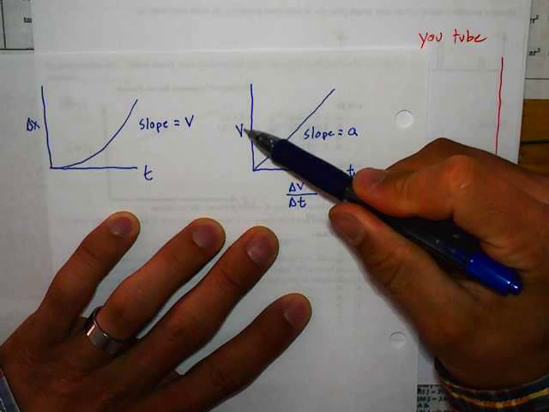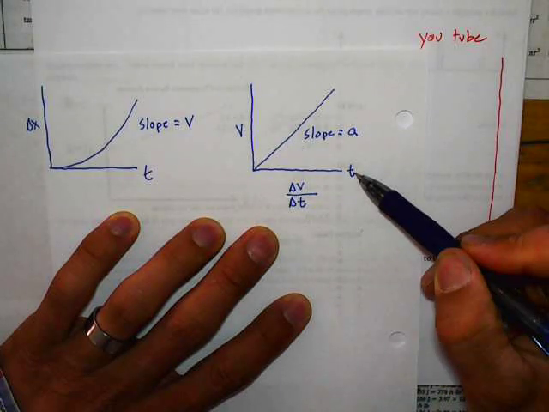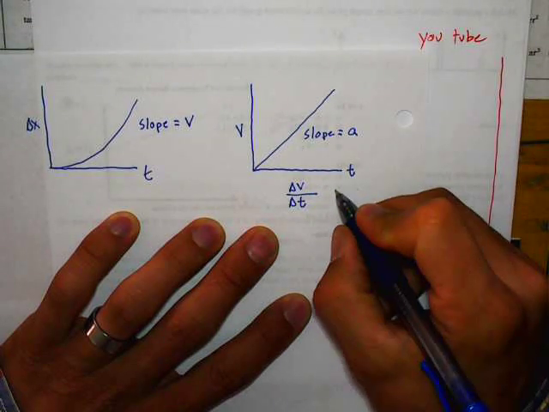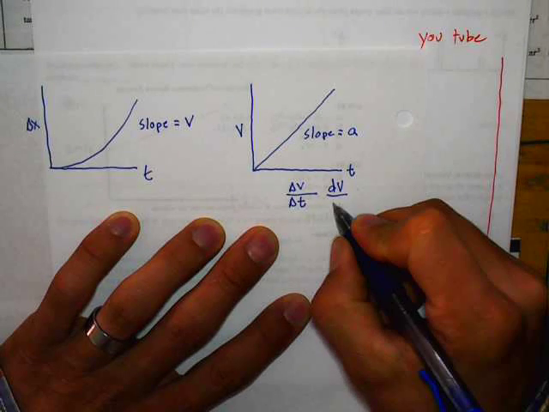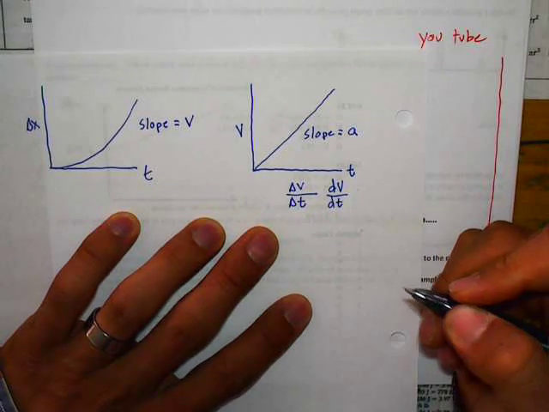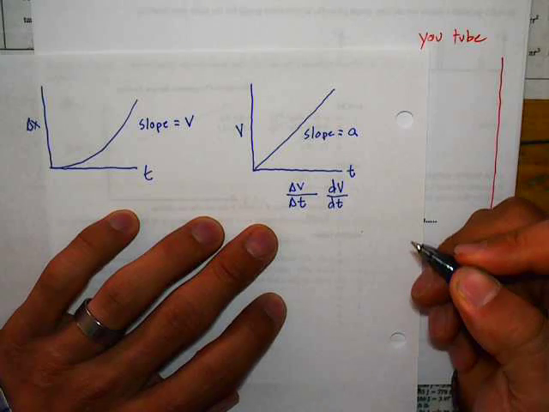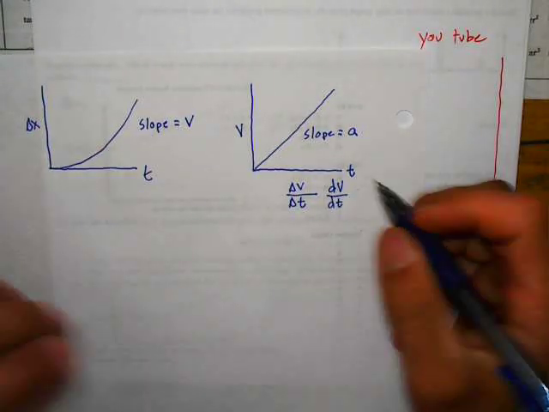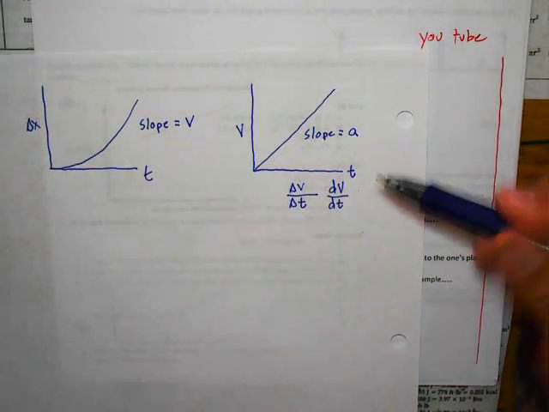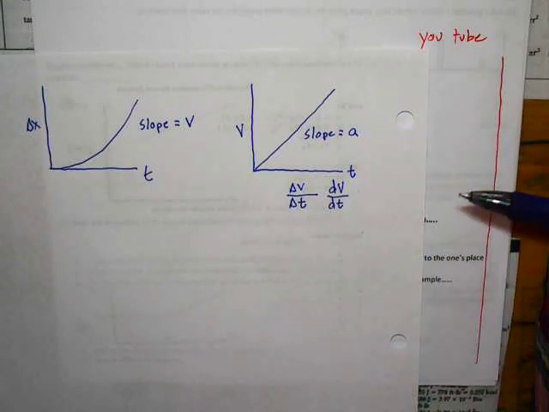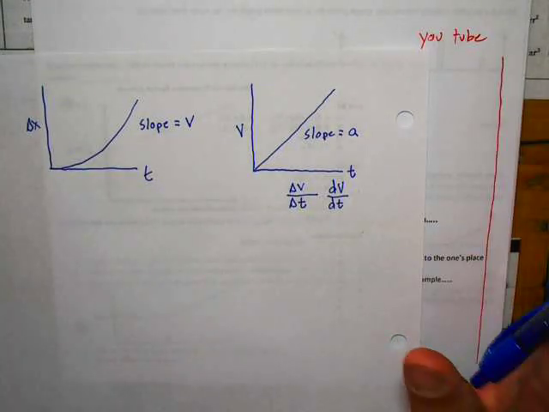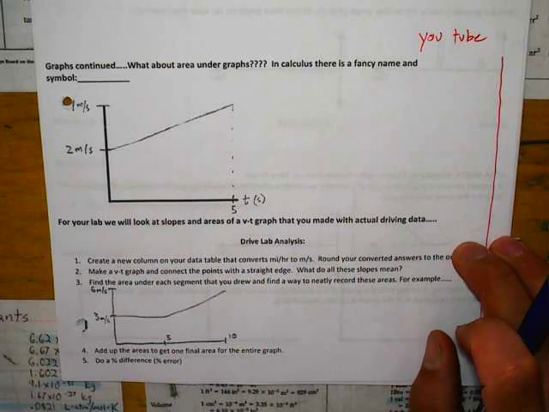which is the rise over the run. In calculus, they call this dv dt, and they have a fancy word called derivative. That's what we're doing here. The slope of this graph, the derivative, is the acceleration. So we know about slopes. Now we're going to talk about areas.